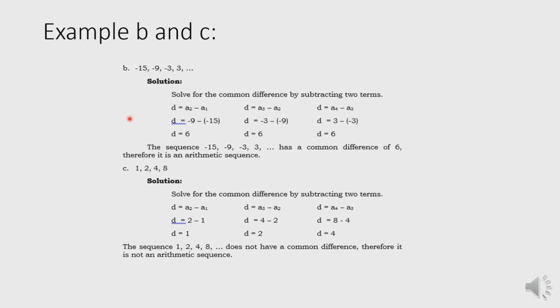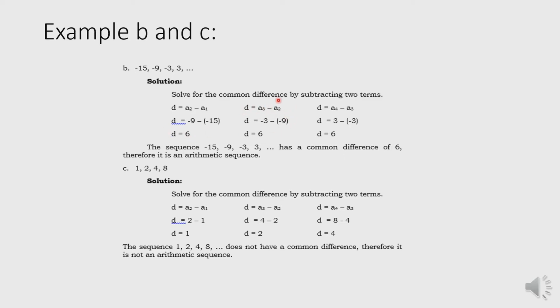Example B. We have negative 15, negative 9, negative 3, and 3. So let me repeat: negative 15, negative 9, negative 3, and 3. Solve the common difference by subtracting two terms. Example, a sub 1, a sub 2, a sub 3, a sub 4. So our a sub 2 is negative 9, subtracted by the preceding term, which is a sub 1. So you have negative 9 minus negative 15 is positive 6, the d.